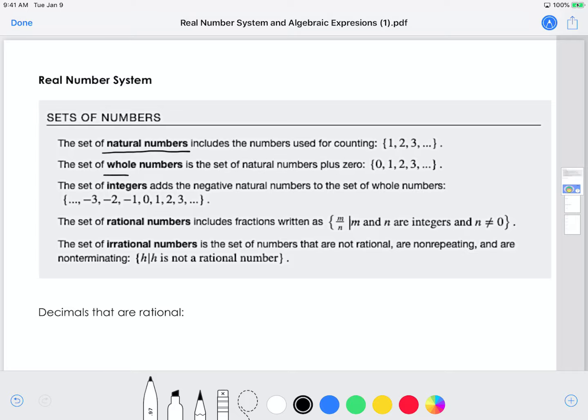Then we have the whole numbers, which is the counting numbers or the natural numbers plus 0. Then we have the set of integers, which is the set of whole numbers plus all the negative natural numbers. Then there is the set of rational numbers, and rational numbers are any numbers that can be written as a fraction as long as the denominator is not equal to 0, because that's considered undefined. And the irrational numbers are numbers that cannot be written as a fraction.